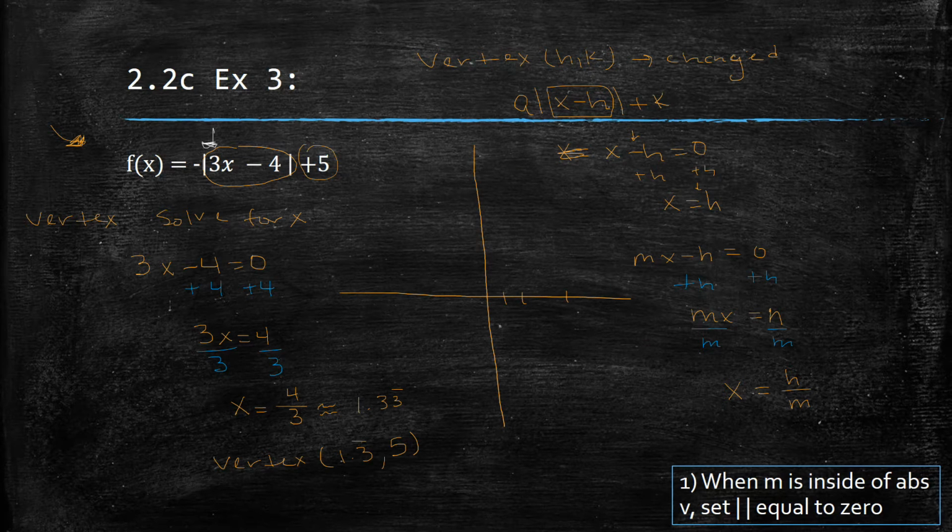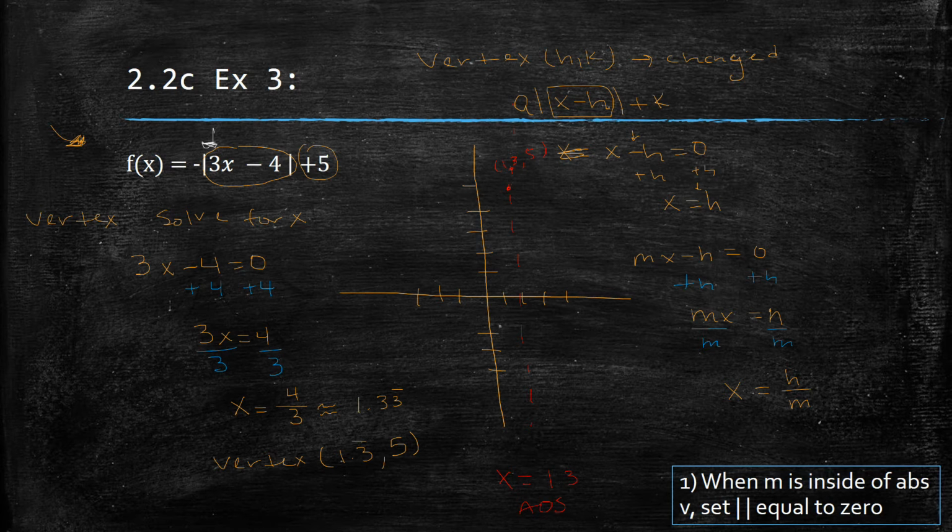So if we want to graph this, we would go to the point 1.3 and 5, so up here. So that's our vertex. And then the same thing, your axis of symmetry is going to go through that point. That's the line x is equal to 1.3. That's your axis of symmetry.